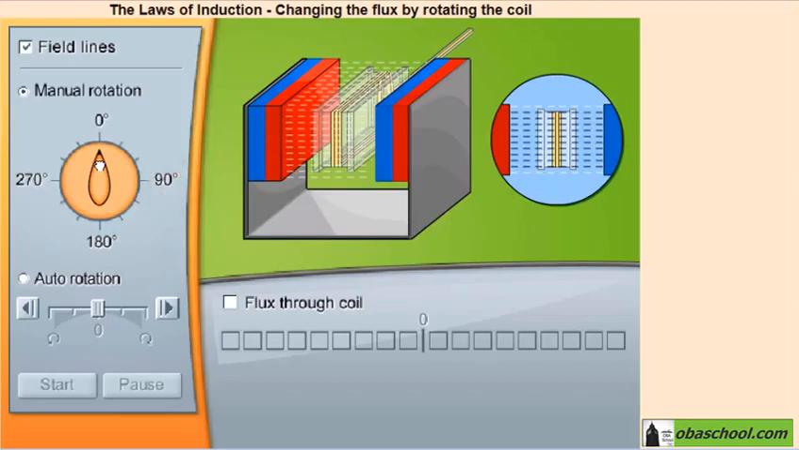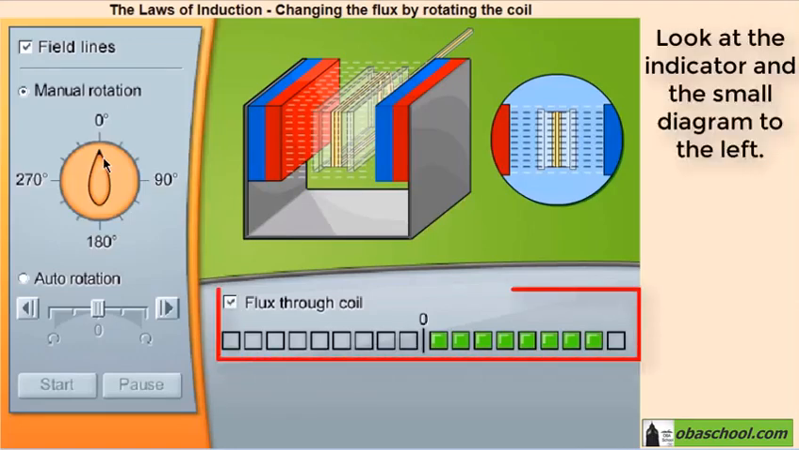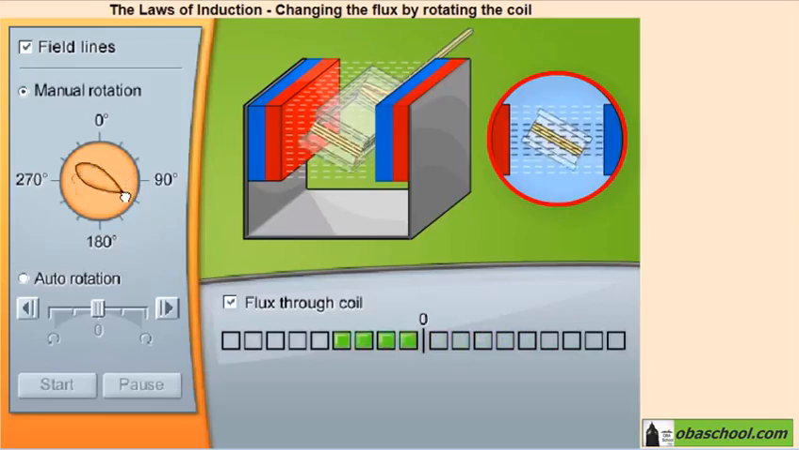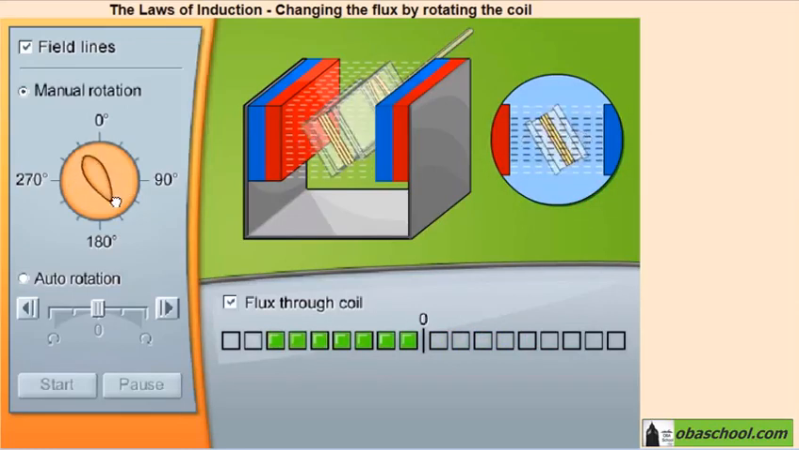Now let's select flux through coil and rotate the coil again. Look at the indicator and the small diagram as you rotate it. So, as we're rotating, there is a change in the flux through the coil.